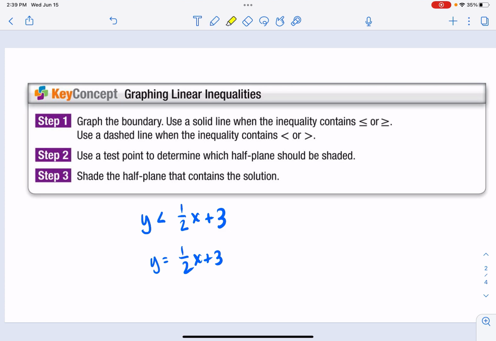Okay, what you need to remember, and I always forget this: a solid line when you have the equal to part, and a dashed line when you're not equal to. Use a test point to determine which half plane should be shaded. So which direction you shade. I like to test the point 0, 0 because it makes a smiley face. If that point makes the inequality true, then you shade including that point. If it makes it false, you don't shade including that point. Okay, so let's do an example.